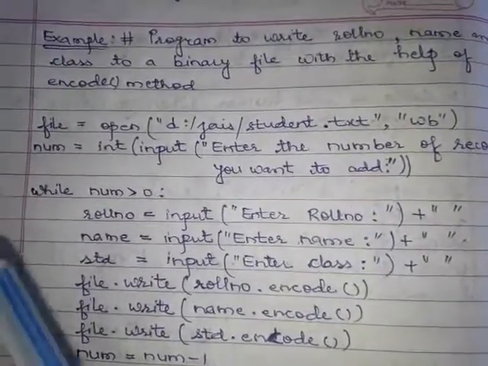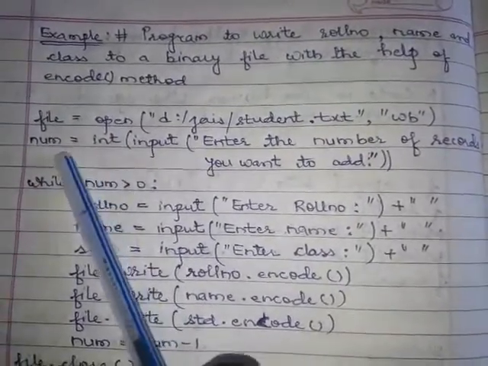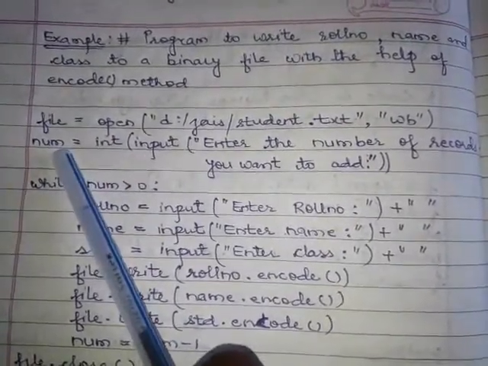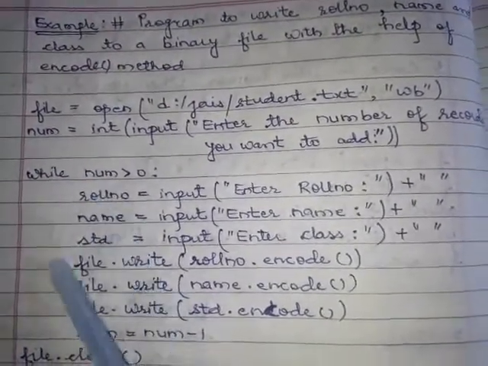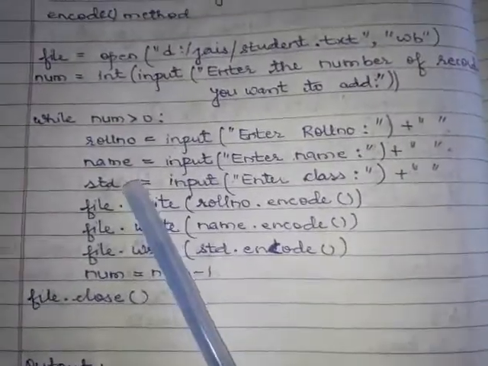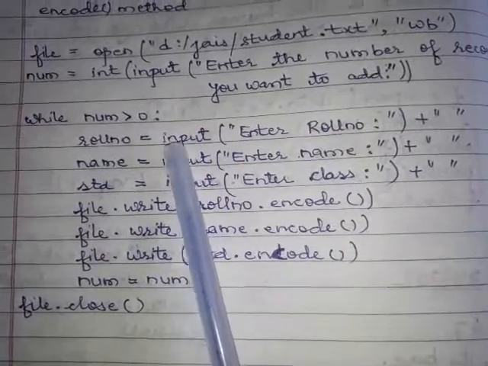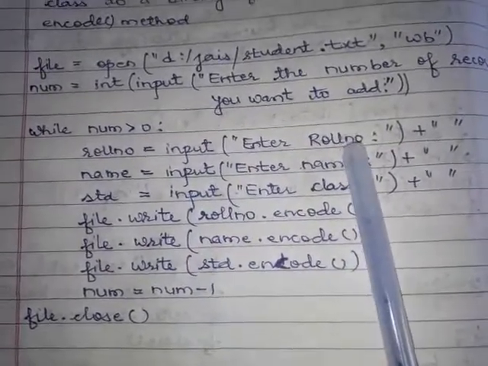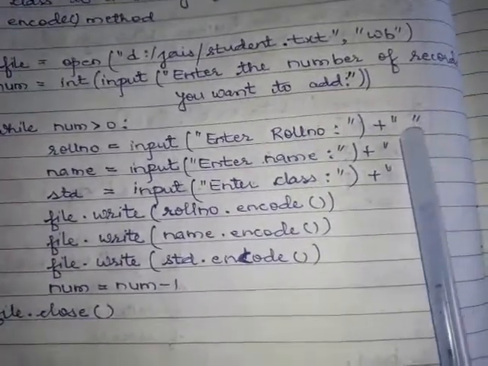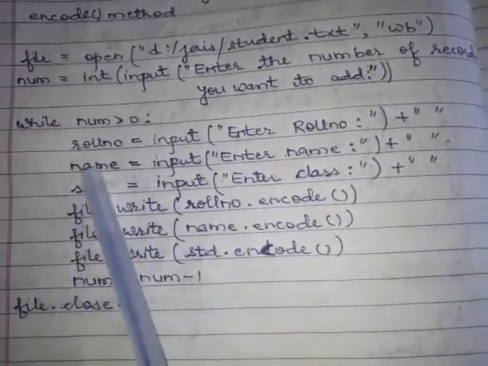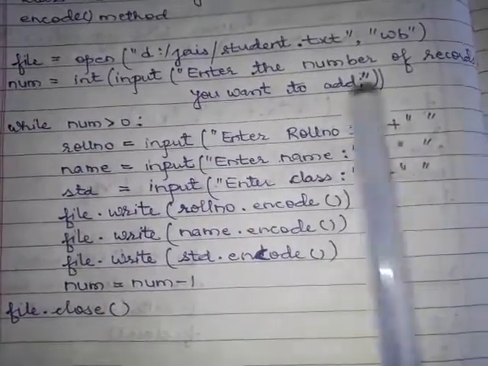And input, enter the number of records you want to add. How many student records you want to add, it will read the number of records. If I enter 2, then 2 records will be written in the file. Now I have used a while loop to read the records and write in the file. Roll number equals input, enter roll number, and after entering roll number, give a space after the roll number. Name, after giving name, give a space.